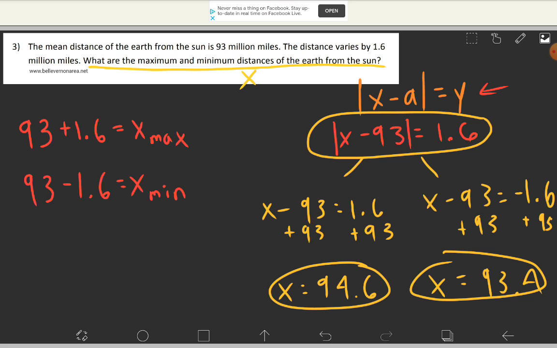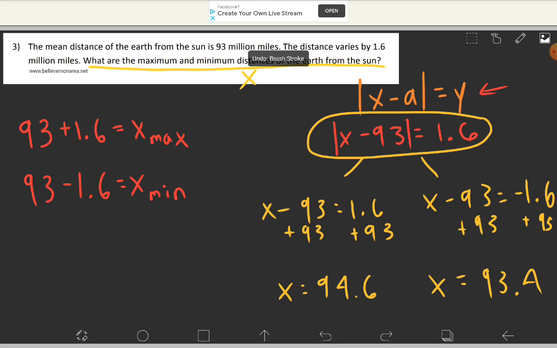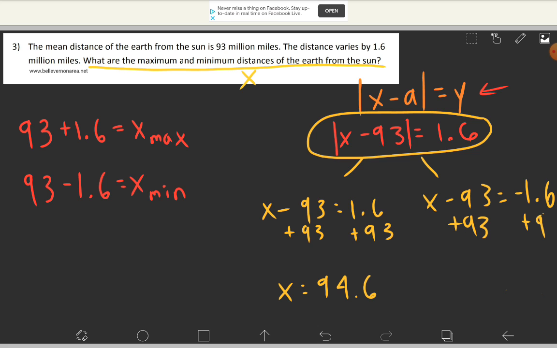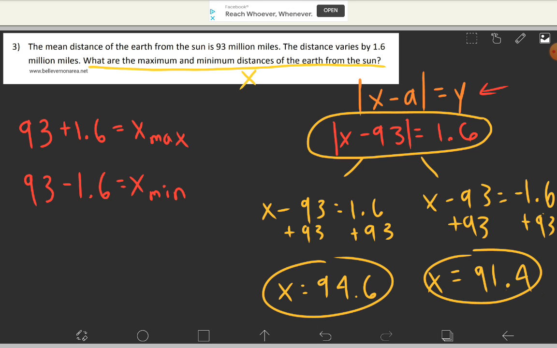What? Okay, hold on. Okay, let me redo this one. I confused myself there. So this problem, we're going to add 93 on both sides and get x equals 91.4. Let me double check that. Alright, okay, so this is our maximum value and this is our minimum value.